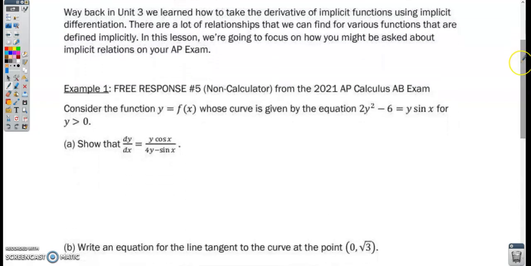So here we are, example 1. This is actually free response number 5, which is a non-calculator question from the 2021 AP Calc AB exam. So a very recent free response question for us to look at here.